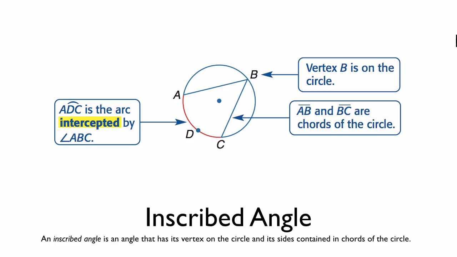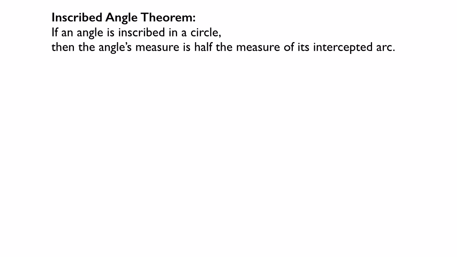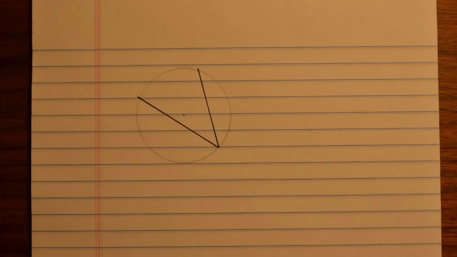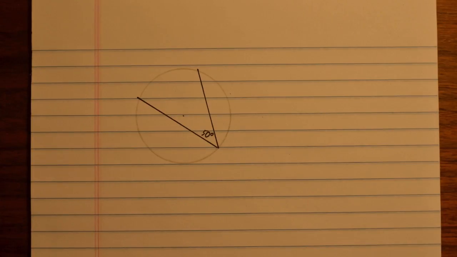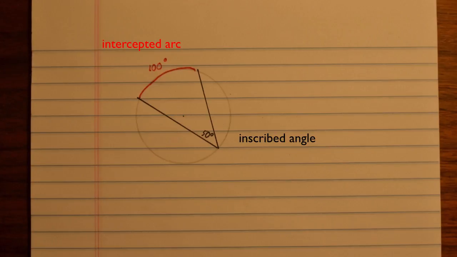And so that brings us to our first theorem, which states if we have an inscribed angle, then the angle's measure is half the measure of its intercepted arc. So if we have our circle and an inscribed angle, let's say it's 50 degrees, that tells me that the arc that is intercepted is 100 degrees. Right? There's this relationship that the angle is always half as big, or the arc is always twice as big.